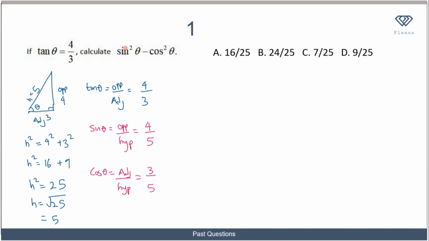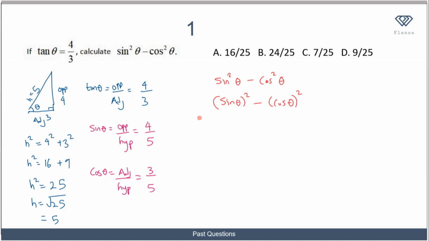But the question asks me to calculate sine squared theta minus cos squared theta. Now I should mention that anywhere you see sine squared theta, it's the same thing as writing sine theta all squared. So cos squared theta is the same thing as writing cos theta all squared. If it were a cube, it would be the same thing as writing cos theta all cubed. That is just a side note.